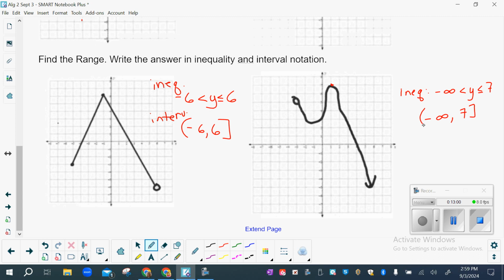So parentheses on the negative infinity. Negative infinity is not a number. It never gets to negative infinity. It's just 1, 2, 3, 4, 5. You have to look at both of them. So once again, there's more than one point here, so we have to go to the highest one, which would be this here. Does that make sense? You're not the only one, so I'm glad that you brought that up.